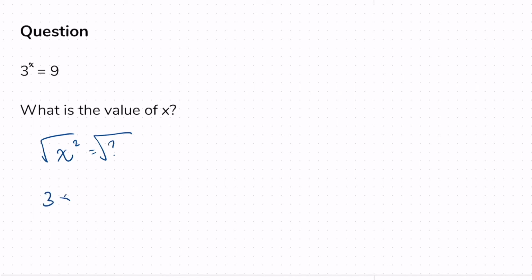Here's how we think about it. 3 times itself, how many times is equal to 9? Well, 3 times 3 is equal to 9. Therefore, 3 to the power of 2 equals 9, which means that x is equal to 2.